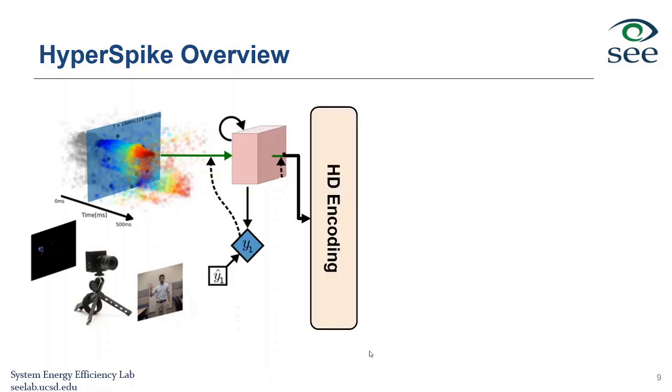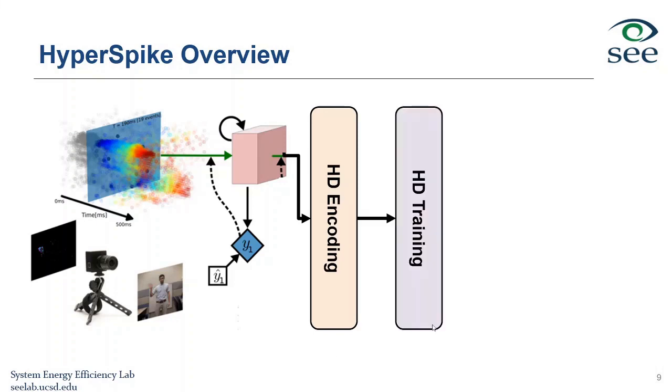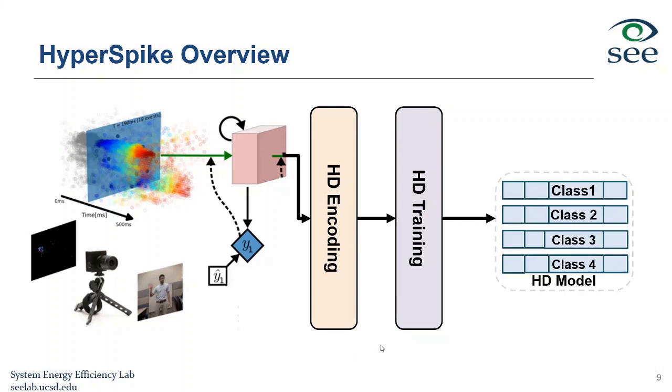After the SNN convolutional layer processes the event-based data, HDC then encodes that output into a hypervector using our random projection-based encoding. Next, that hypervector is put through HD training, where it is added to the class hypervector that it belongs to. We do this for every sample to obtain our HD model. This HD model can now be used for inference.